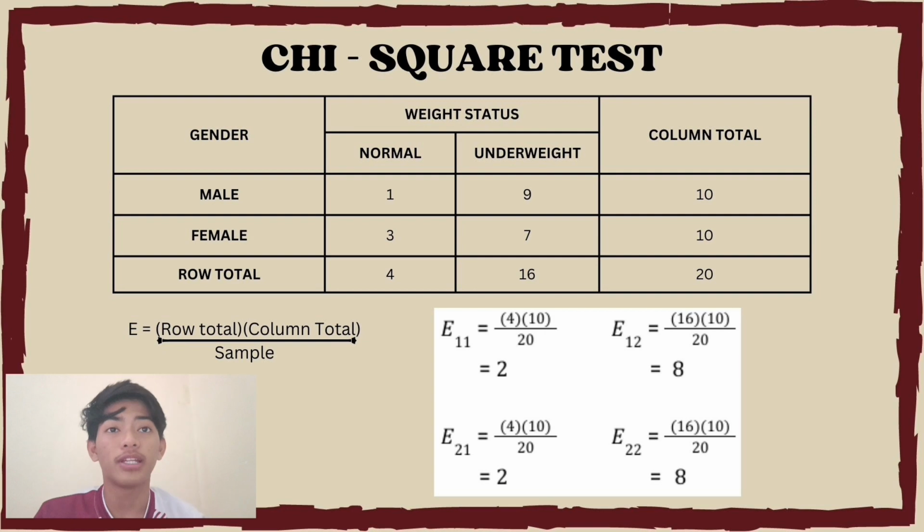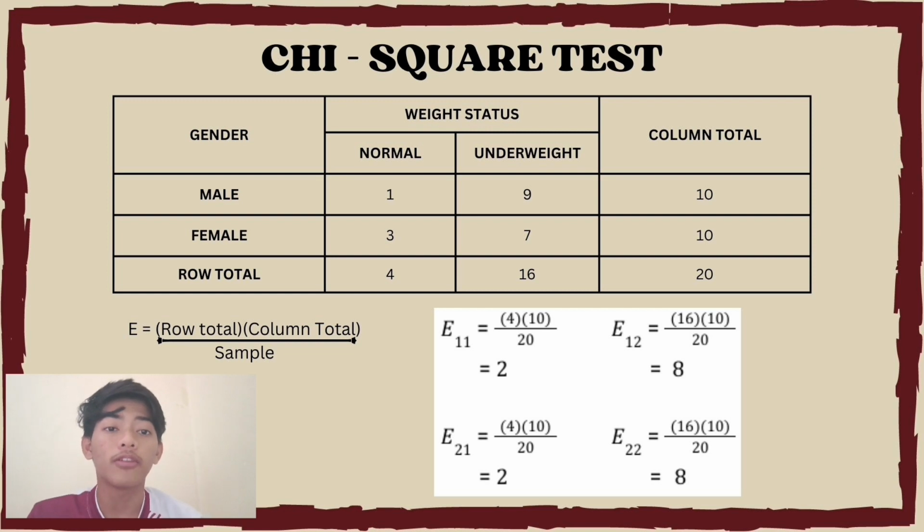Now I will explain the chi-square test. Firstly, we input the data into a table. We divide the table into 2 columns and 2 rows. The columns are about weight status, which is normal or underweight, and the rows are about gender, male or female. Then we find the value of E.